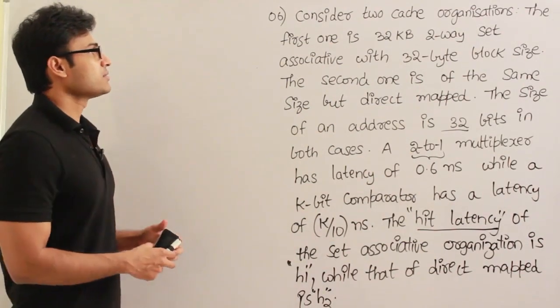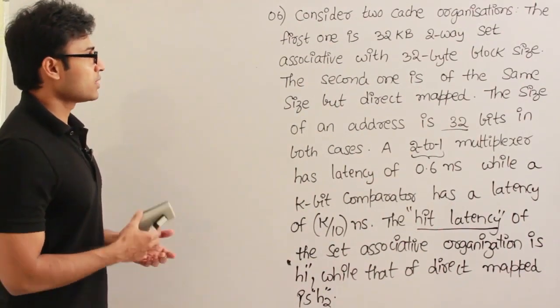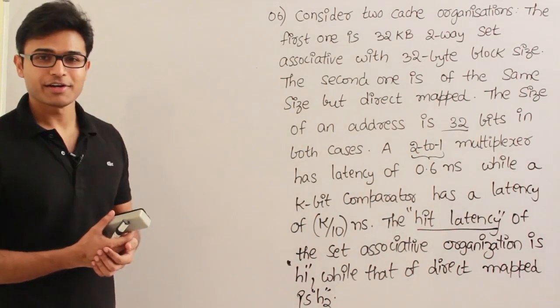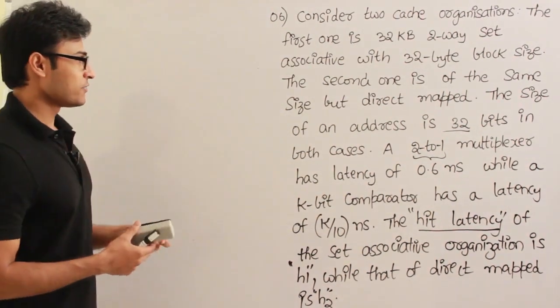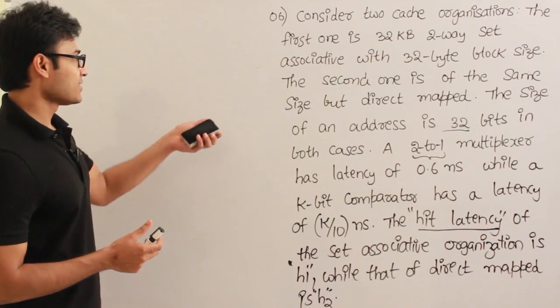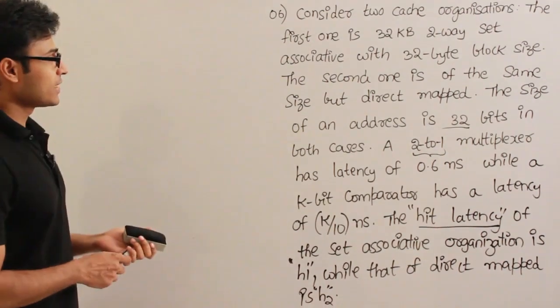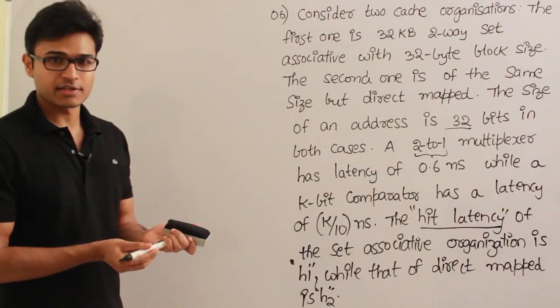Was the question? Consider two cache arc. Okay, I think we have already read the question. Now we have to solve the second one. The second part is about the set associative, right? So let's see what is the hardware required for set associative.